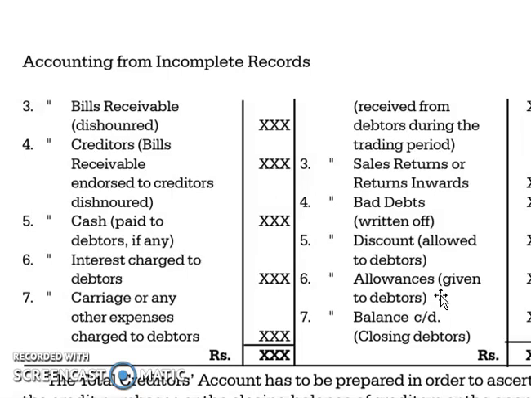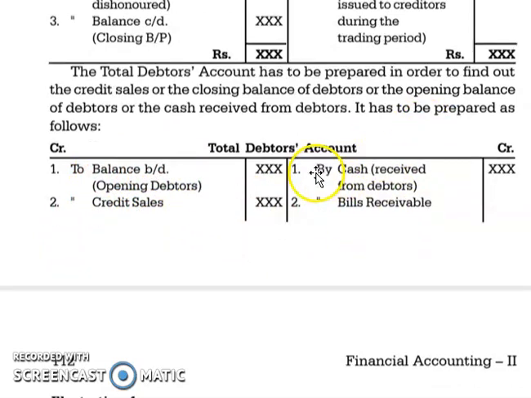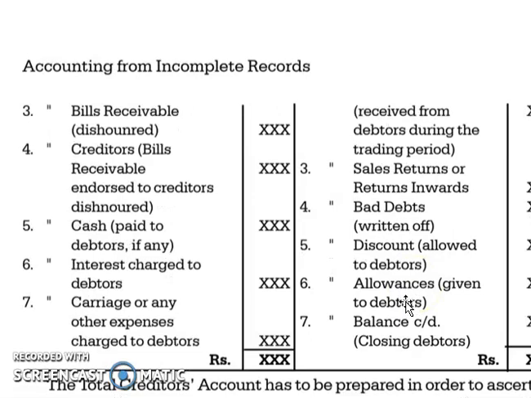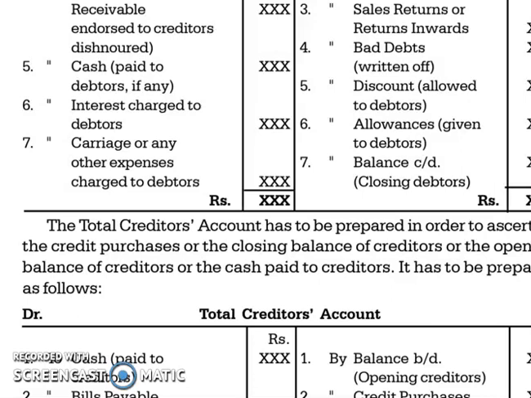So either the to balance brought down or by balance carried down, or cash received from debtors, as we mentioned, or credit sales. I repeat, opening debtors, credit sales, cash received from debtors or closing debtors may be the answer at the end. There is a balancing figure. Next we are going to prepare the fourth account. Common and very important account is total creditors account.